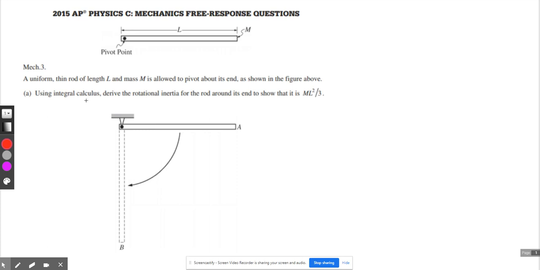Okay, and they want us to use calculus to figure out the moment of inertia is this much. So here we go. This is our equation for moment of inertia, and we're going to calculate the effects of all the mass on producing a resistance to rotation by going from this end, we'll call this side position 0, all the way out to the end, to distance L.